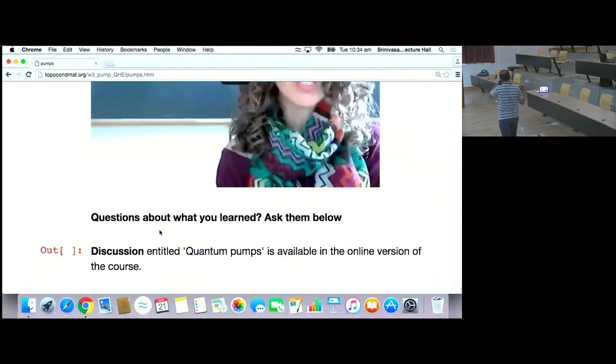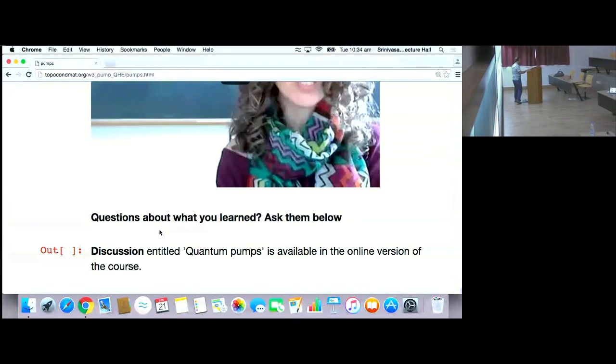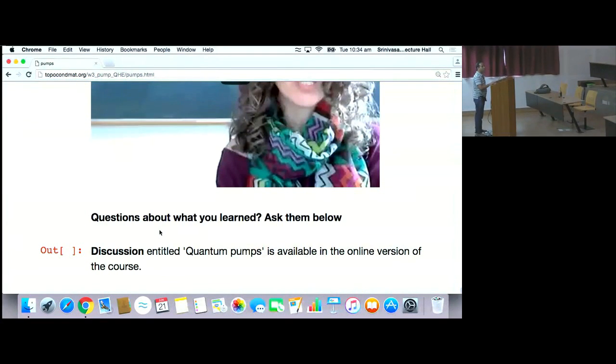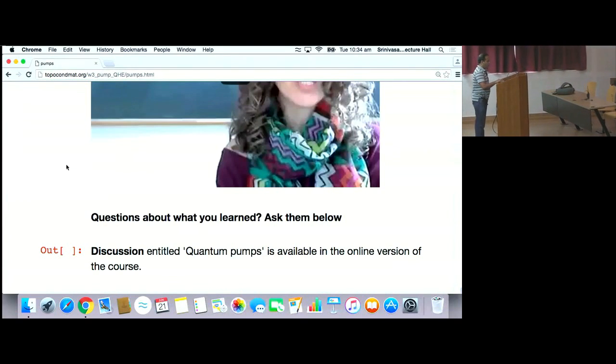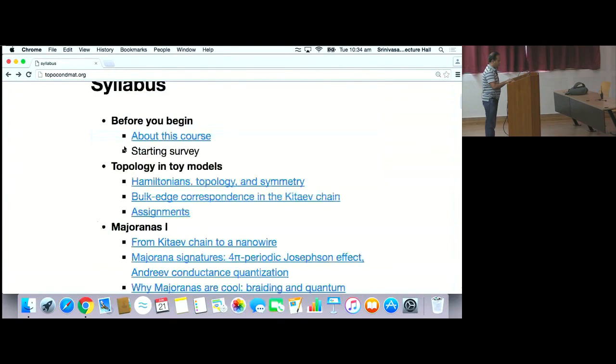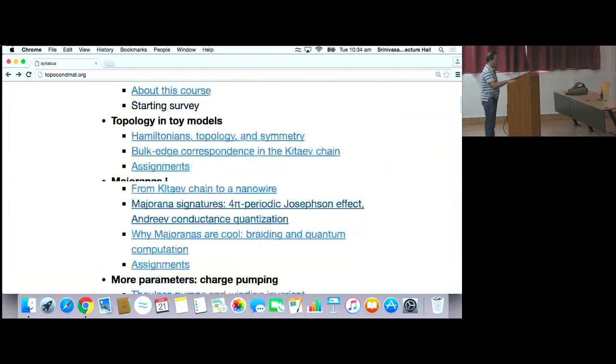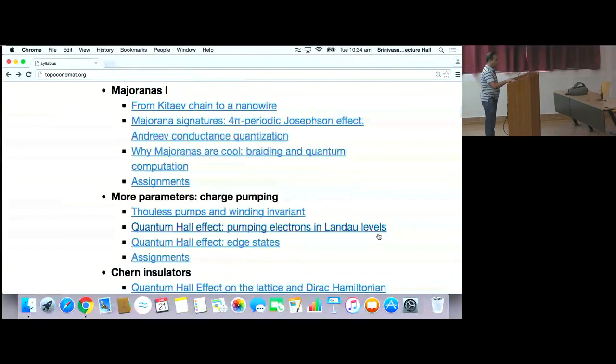Okay. So that ends my discussion of just pure charge pumping. Questions about that? Okay, so now we're ready to see Laughlin again.